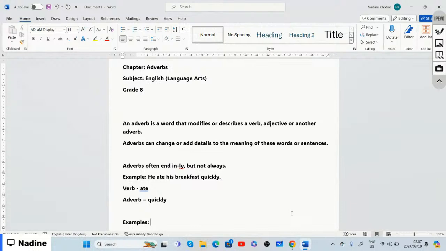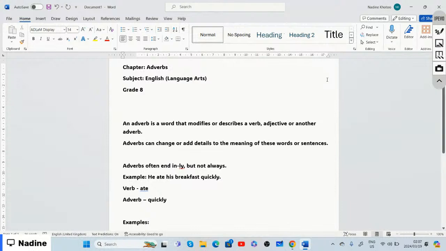All right, so we have adverbs. An adverb is a word that either modifies or describes a verb. It modifies or describes an adjective. And we can either say it modifies or describes another adverb. So those are adverbs. And adverbs can change or add details to the meaning of these words within a sentence, or in sentences.